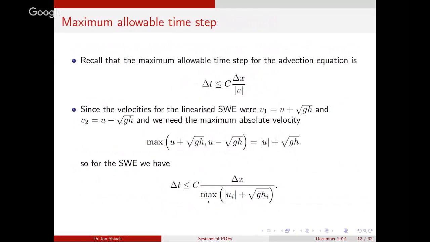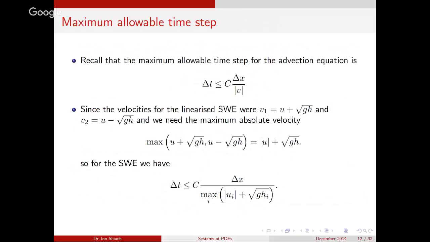Why did we do all that? And I can see you're a little bit like a bunny in the headlights over that. The reason we did it is because to calculate the maximum allowable time step for our numerical methods, we need velocity. In our linearized shallow water equations, the velocities were u plus or minus root gh. Now, with the advection equation, we had a single value for velocity, so all nodes in our domain had the same velocity. With the shallow water equations, each node is going to have a different velocity.